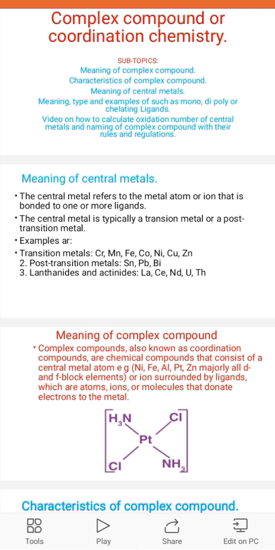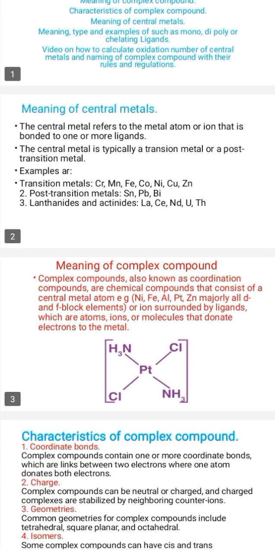In this video, we'll be looking at complex compound or coordination chemistry. These are subtopics under this complex compound: meaning of complex compound, the characteristics of complex compound, meaning of central metals, then the meaning of ligands and the types of ligand. We have videos on how to calculate oxidation number of central metals and naming of complex compound with their rules and regulation. Now let us look at the meaning of central metals.